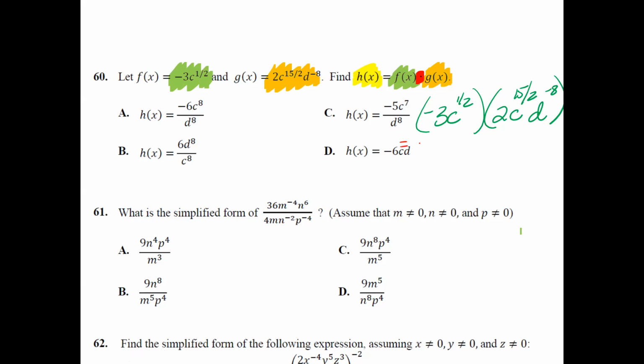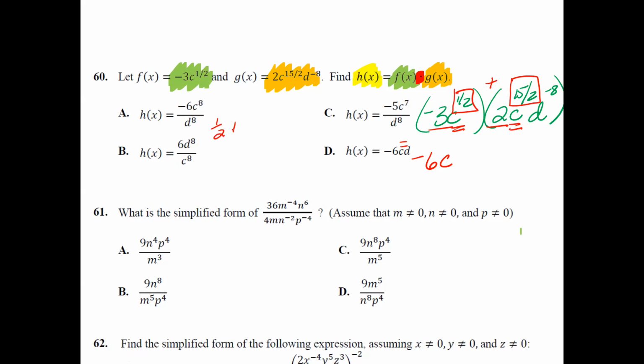All right, let's try this. -3 times 2 is -6. So the numbers are multiplied, okay? The C's, multiply the C's together. What you're going to do is take that 1/2 and add it to this 15 over 2. You don't multiply the exponents, you add them because there are 2 C's, okay?